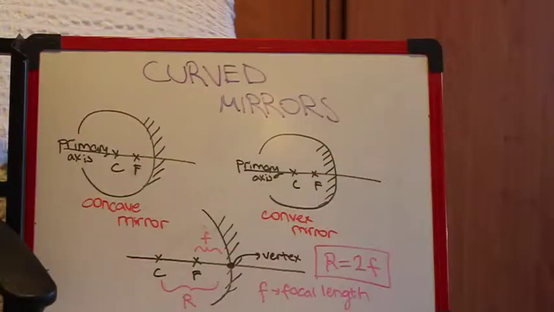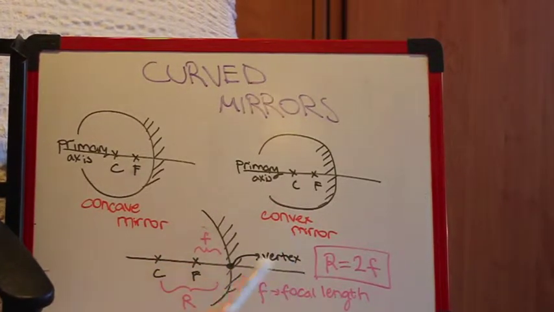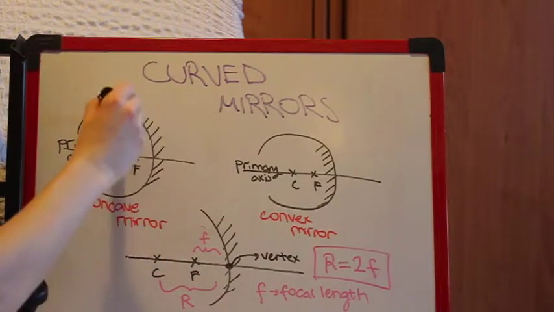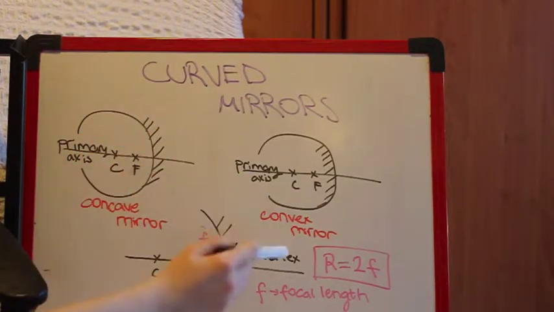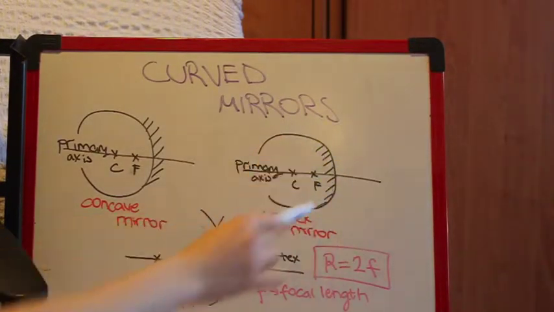Hi everyone, now we're going to talk about curved mirrors. In a curved mirror we have two cases. One is a concave mirror and the other one's a convex mirror. In a concave mirror, the reflecting side is the inside of the sphere, and in a convex mirror, the reflecting side is the outside of the sphere.